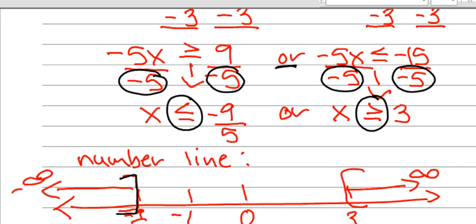I also want to show on the same number line, x is greater than or equal to 3. Since it has the equal to, it's going to be another bracket on 3. And I'm going to take that all the way to positive infinity. So that's the number line, putting both the left-hand side and the right-hand side on the same number line.